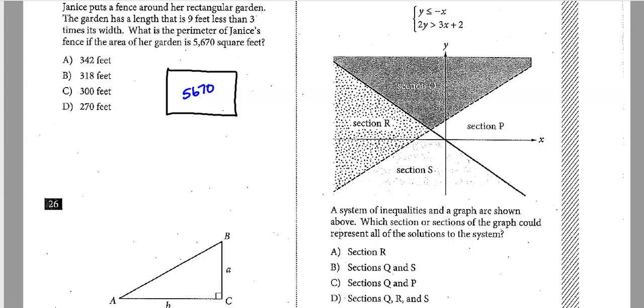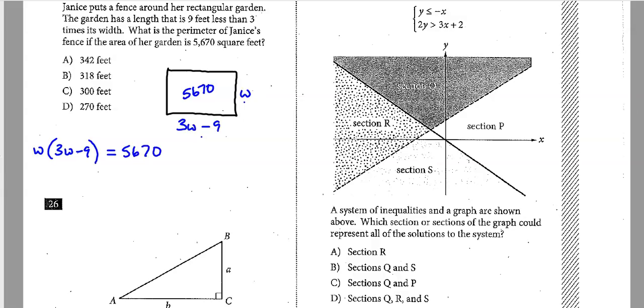We have some clues about the width and the length. They don't tell me anything about the width, so I'm going to call that W. The length is 9 feet less than 3 times the width. So there's 3 times the width. There is 9 feet less than 3 times the width. So now I can just use an equation where I have to multiply the width times the length. So the width times the length should give me the area.